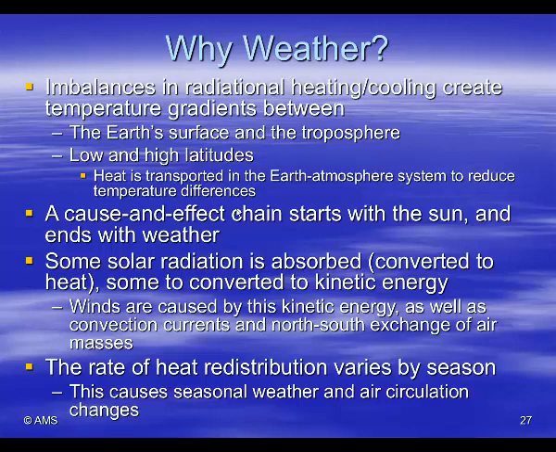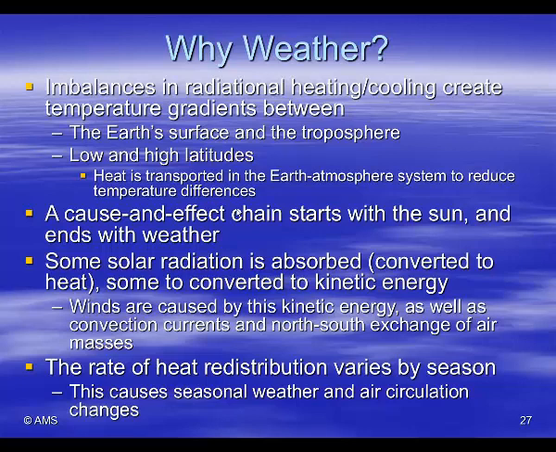So why do we have weather? Imbalances in radiational heating and cooling create temperature gradients. And these gradients are between the Earth's surface and the troposphere and between low and high latitudes. So we know at the Earth's surface it's warm, and as we go up through the troposphere, the temperature decreases. We also know that near the equator it's warm, and as we move from the equator towards the poles, it gets colder.